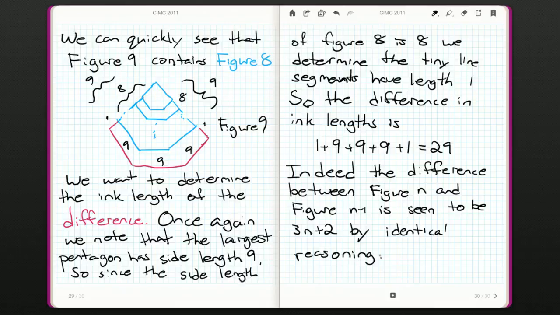So it's not hard to see from our reasoning that we can just generalize this to the difference between figure n and figure n minus 1. This might be necessary. If not, it's a fun little fact that we've added just so that we further explain to the markers we know what's going on here.